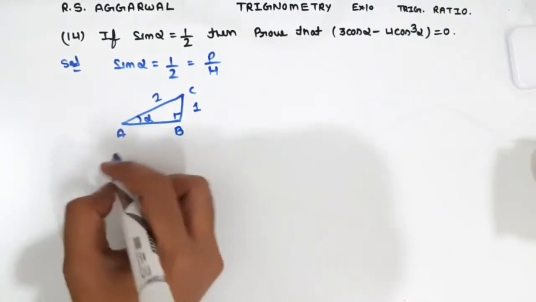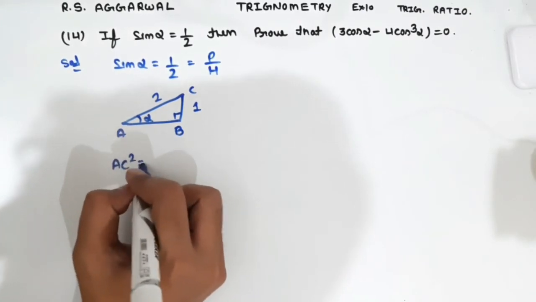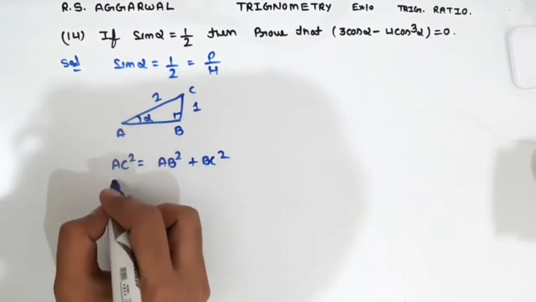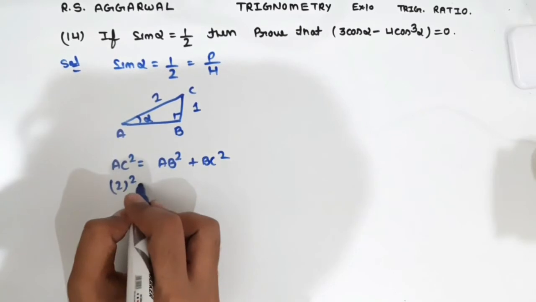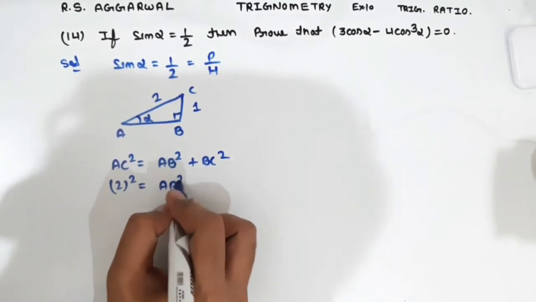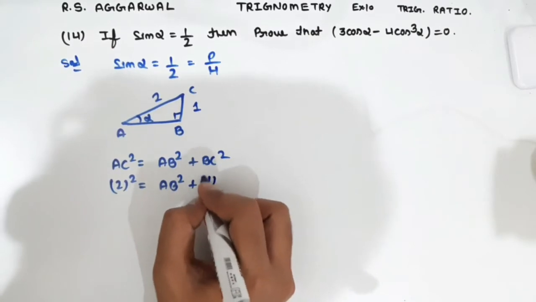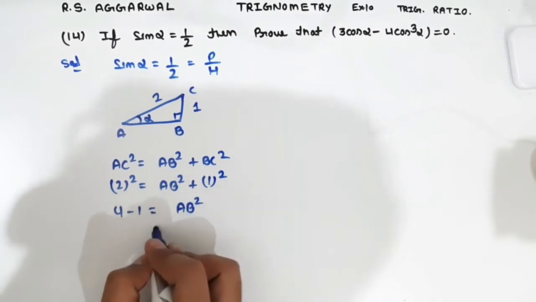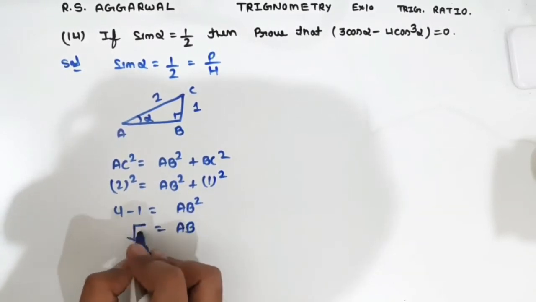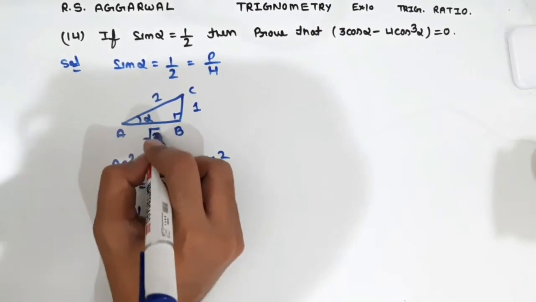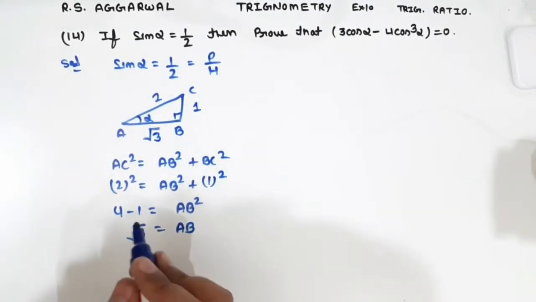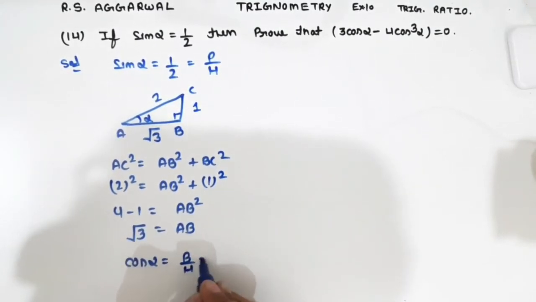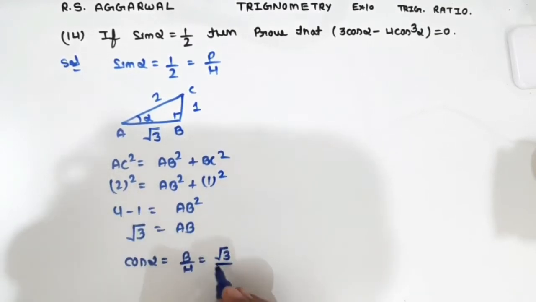So from here we know in right angle triangle AC square will be equals to AB square plus BC square. So our AC is 2 square equals to AB square and BC is 1. So this will be 4 minus 1 equals to AB square. So AB will be equals to root 3. So this is our base. So from here cos alpha will be equals to base upon hypotenuse. Base is root 3 and hypotenuse is 2.